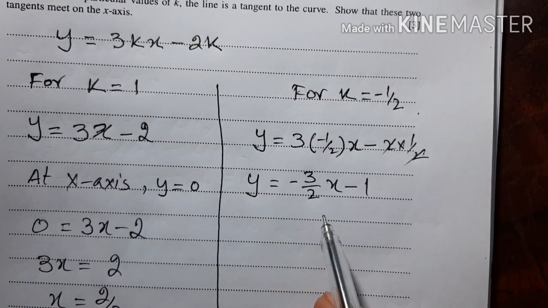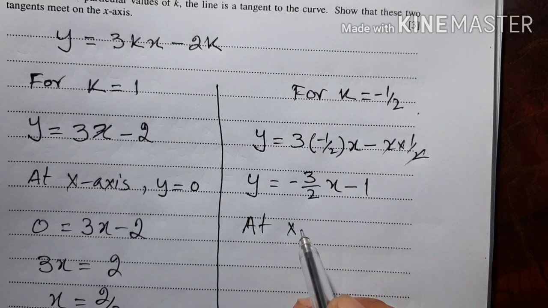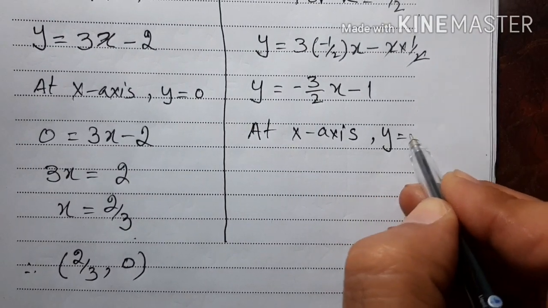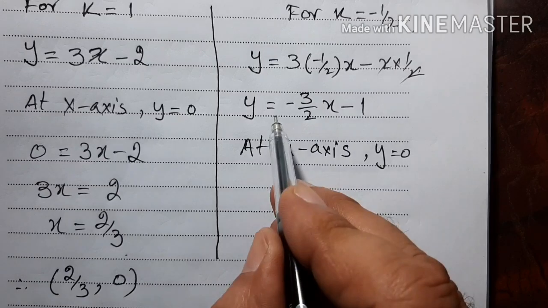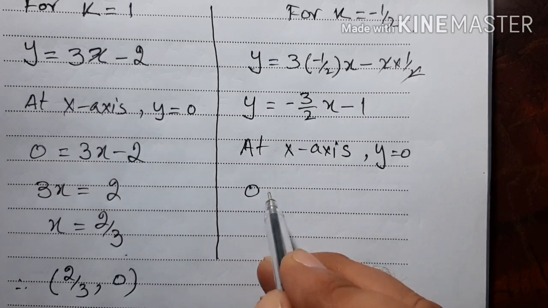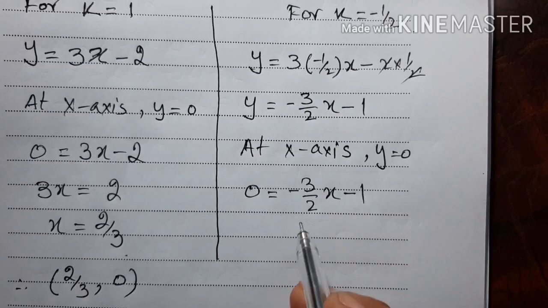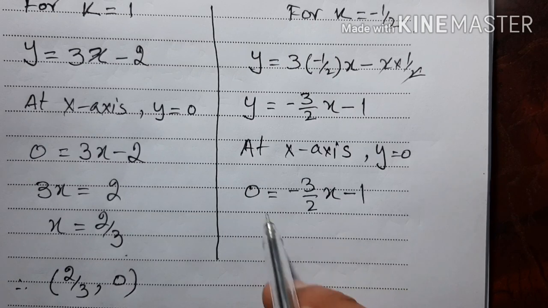Now, the same here at the x-axis, y is equal to 0, because at the x-axis all the y's are 0, so I'll put y as 0 here. 0 is equal to minus 3 over 2 x minus 1. So I'll take this thing on the other side.